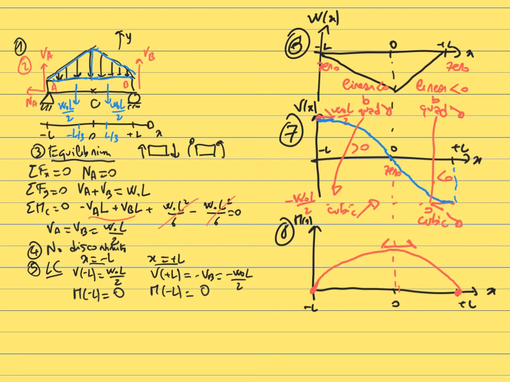So again, this allows us to quickly see that in this case, the internal shear would be maximum at x equals minus L and x equal plus L, which means that at those two locations, the shear stress will be maximum. And in this case, the internal moment is maximum at x equals 0, which means that the normal stress is going to be maximum at x equals 0.